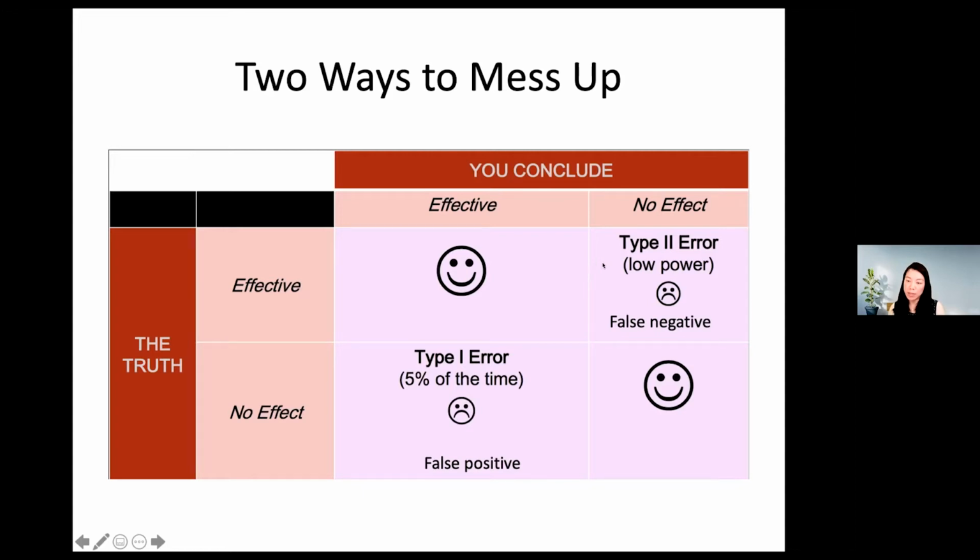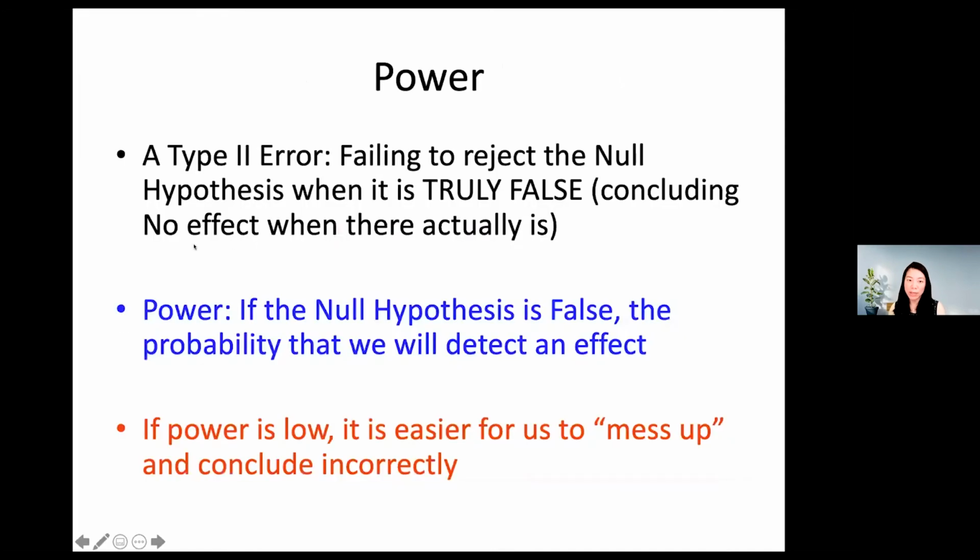Or it can be type 2 error. It means when the truth is there's an effect, but our conclusion from our sample says there's no impact. This is usually caused by low power, because we don't have enough sample size to draw the right conclusion. So how this works is, with a type 2 error, we've failed to reject the null hypothesis.